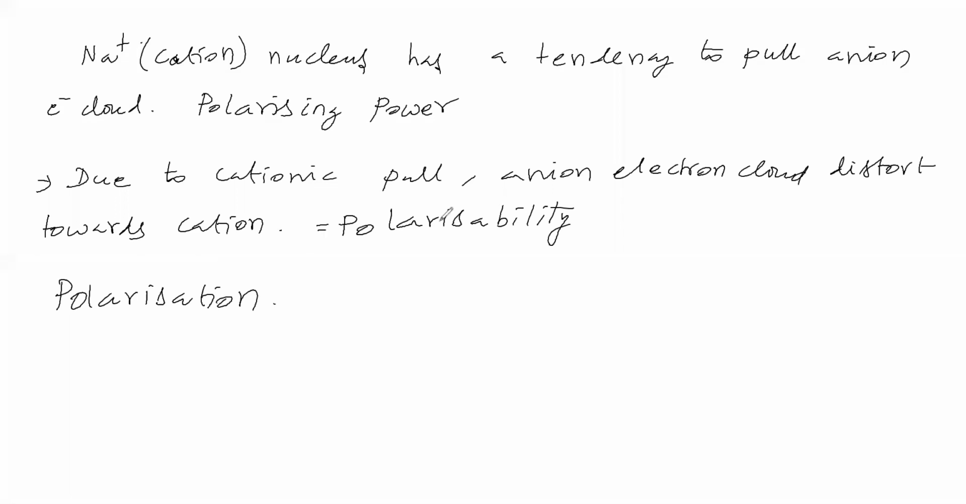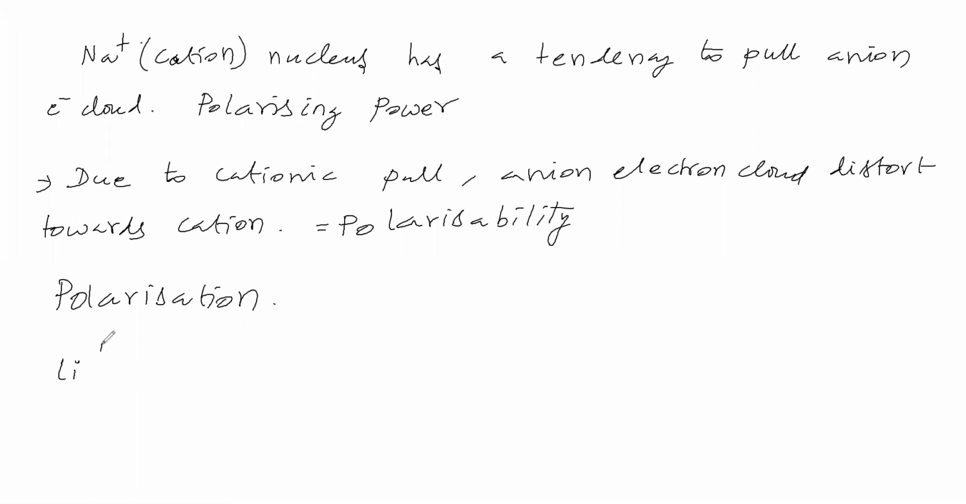That's all. Polarizability is compulsorily there for all the anion electron clouds, but the magnitude varies from one anion to another anion. So now we'll see how the polarizing power varies for different cations.